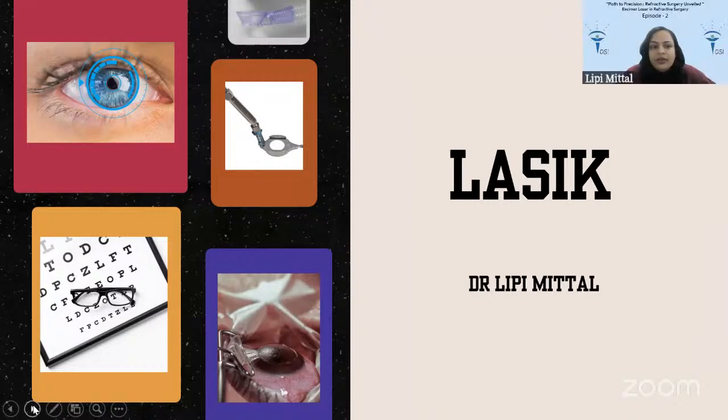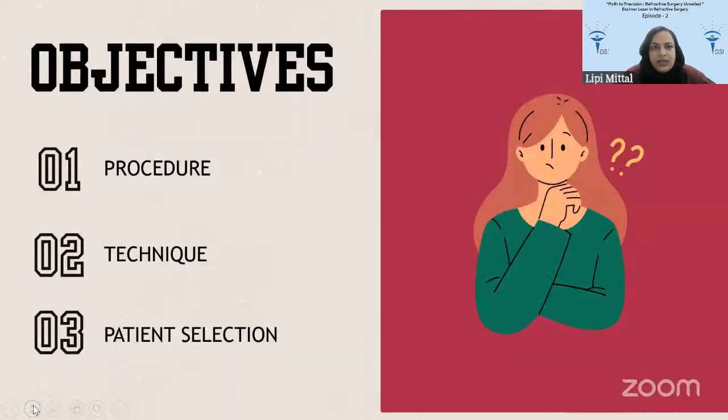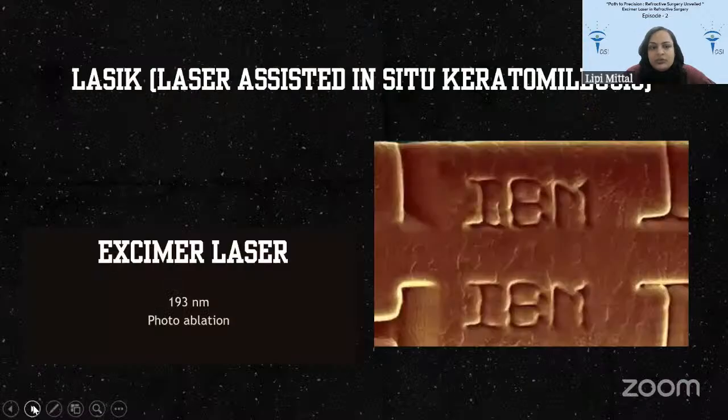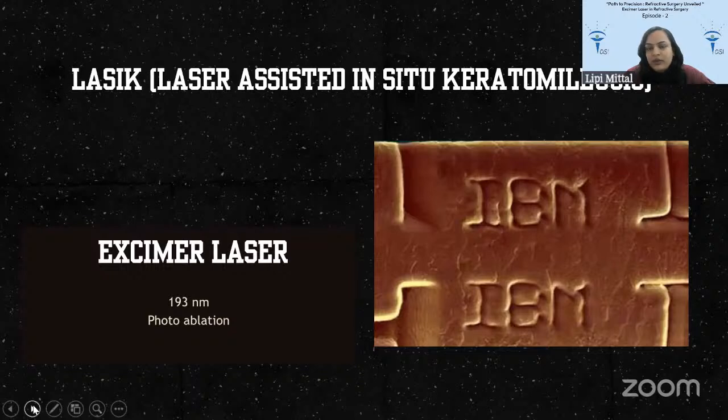So good evening, everyone. I will be discussing LASIK today, and I will be covering the procedure, techniques, and patient selection. So as we all know, LASIK is laser-assisted in situ keratomileusis. Keratomileusis means carving onto the cornea. And for reshaping the cornea, we need to have a precise laser.